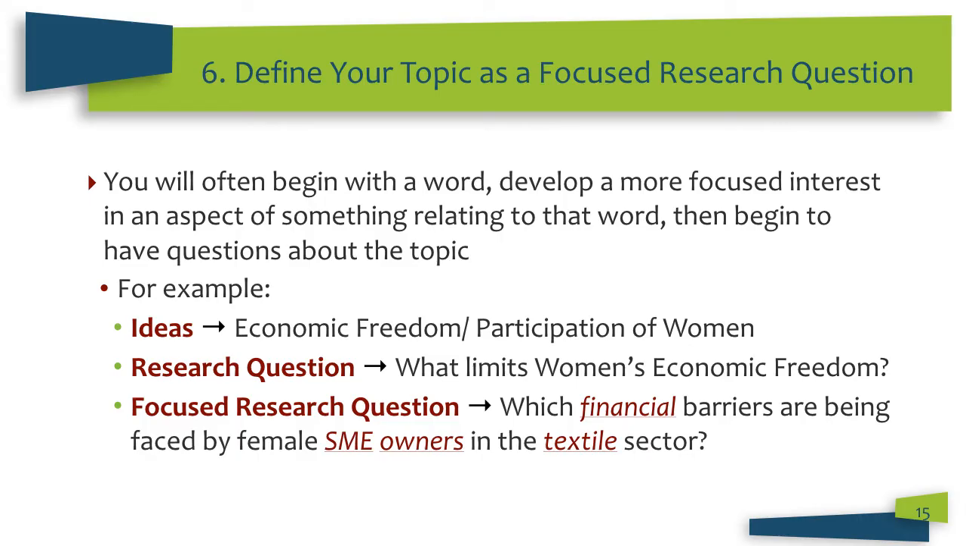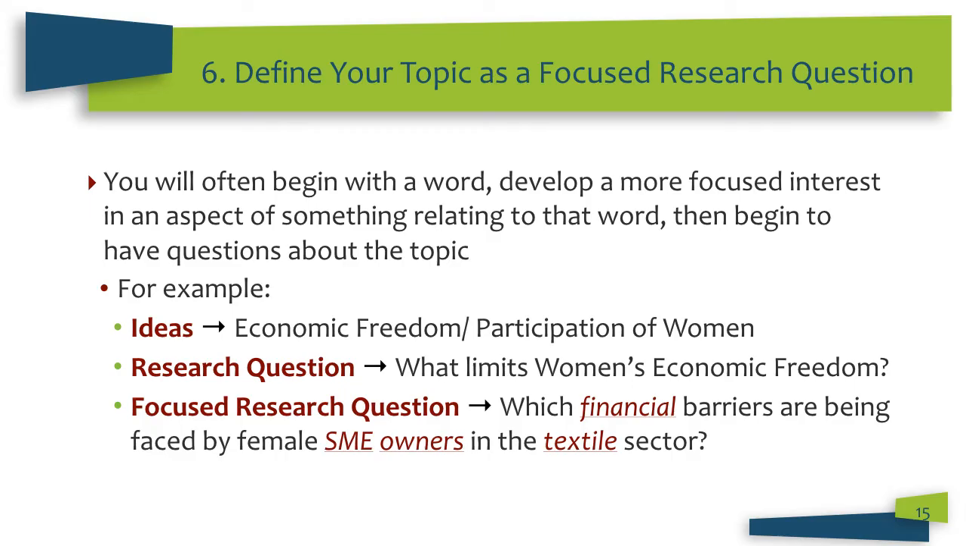So, from this research question, what limits women's economic freedom, if you move on to the focused research question, it could be which financial barriers are being faced by female small and medium enterprise owners in the textile sector. Now, if you look at the red words in this sentence, the first one is financial. Another topic could be what social barriers. Another could be what educational barriers. Another could be what physical barriers. Another could be what bureaucratic barriers, and so on.